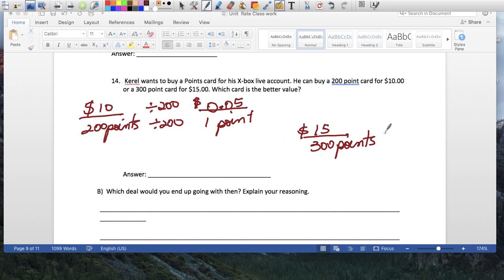5 cents. Over here, we're going to divide this by 300, and we're going to get 1 point. It's going to be 15 divided by 300. It's going to be 0.05. So they're the same. This one and this one are the same.